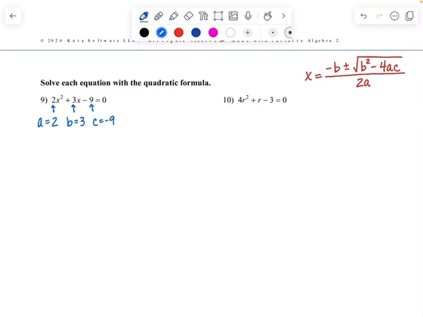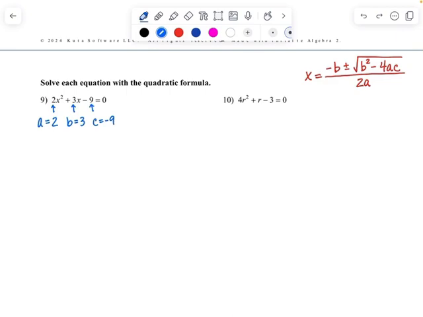Notice how this equation already equaled 0, so I didn't have to rearrange anything in order to figure out the a, b, and c values. The same will be true over here for number 10. All right, now that I have my a, b, and c values, I'm going to just plug those three values into the quadratic formula, just like this.